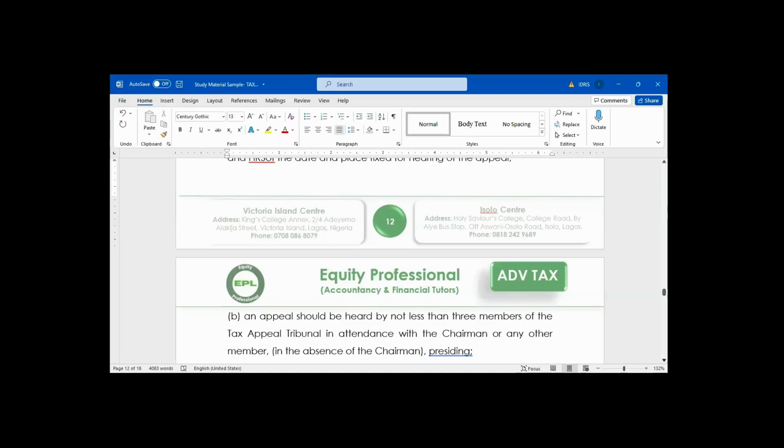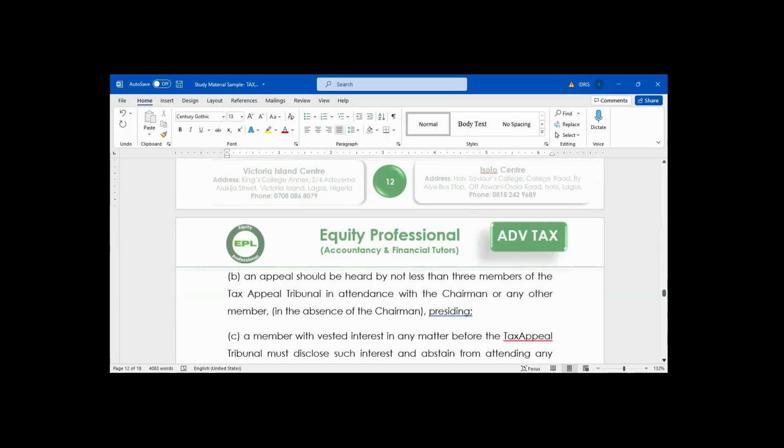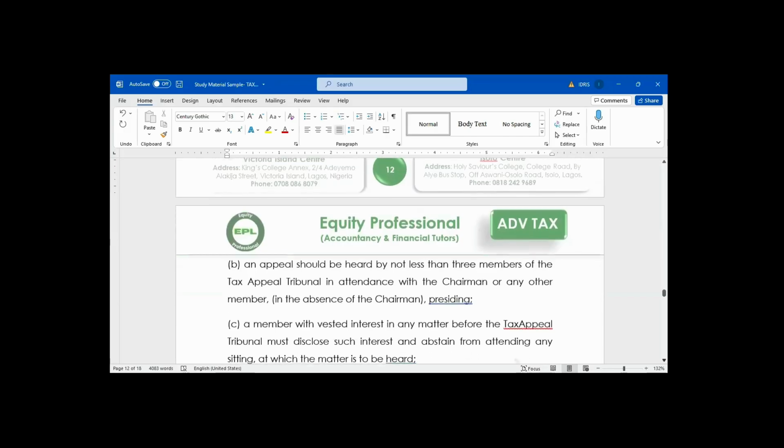Ladies and gentlemen, the TAT, Tax Appeal Tribunal, we have them in the 6 geopolitical zones: Southwest, South-South, Southeast, Northwest, Northeast, North Central. Every geopolitical zone has its Tax Appeal Tribunal. This Tax Appeal Tribunal is headed by a chairman. Every zone has its own chairman, and the chairman of the Tax Appeal Tribunal must be a legal practitioner with not less than 15 years in tax litigation.